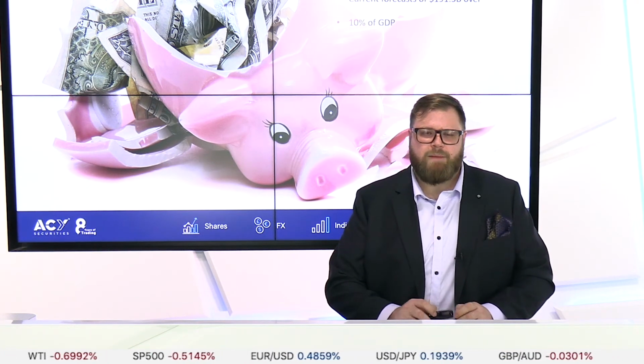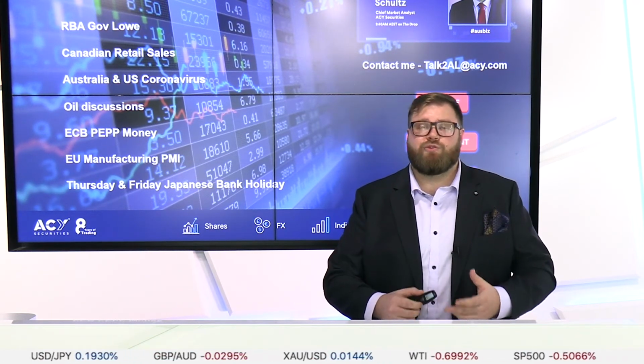So keep an eye on your charts, keep an eye on what's happening on that front, and we should all be good for some trades coming out of that. Now, moving on, these are the things that I'm going to be watching this week. I'm looking for what the Reserve Bank of Australia's governor says. I'm going to be looking at Canadian retail sales, and Australia and US coronavirus cases naturally, and seeing where it goes with lockdowns.